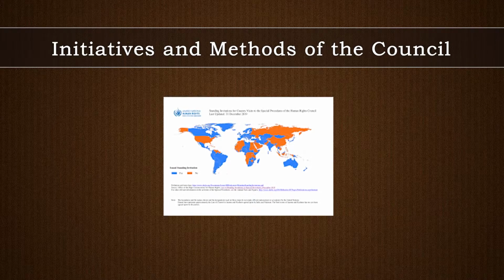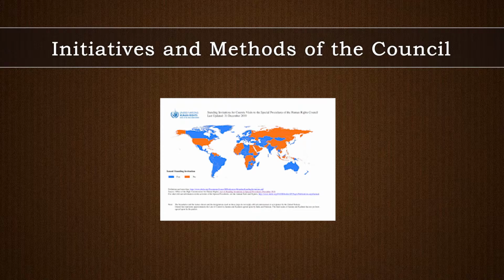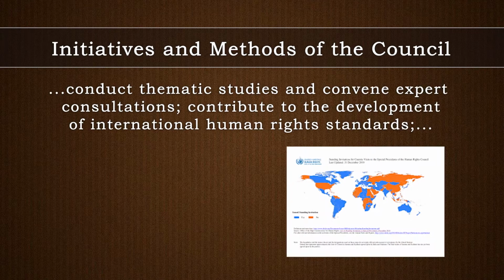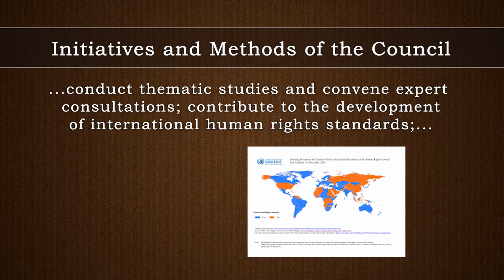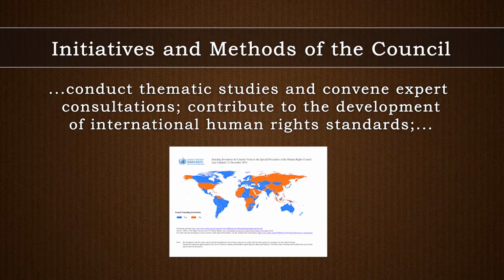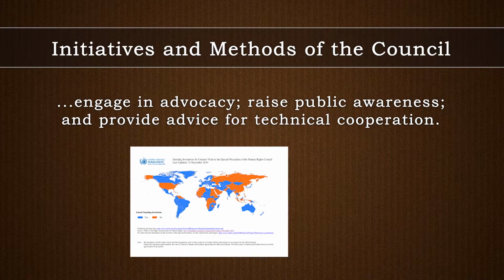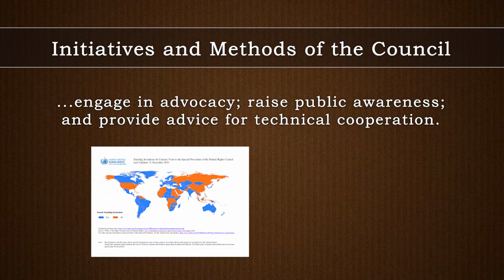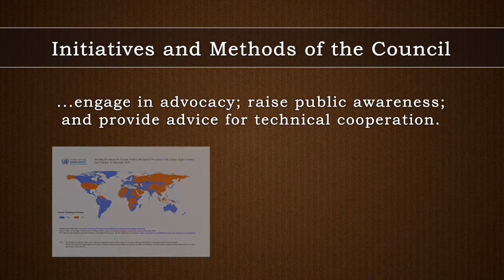states and other actors, bringing alleged violations or abuses to their attention, conduct thematic studies and convene expert consultations, contribute to the development of international human rights standards, engage in advocacy, raise public awareness and provide advice for technical cooperation. These independent experts report at least once a year to the Council on their findings and recommendations as well as to the UN General Assembly. At times, they are the only mechanism alerting the international community to certain human rights issues.